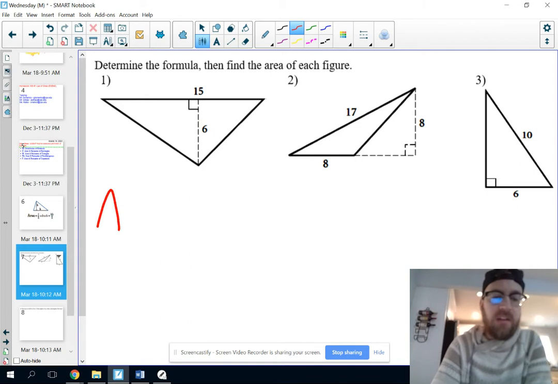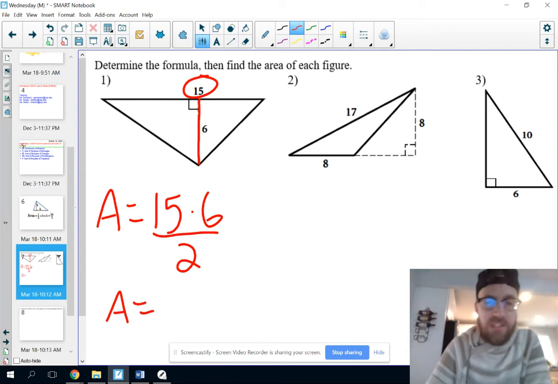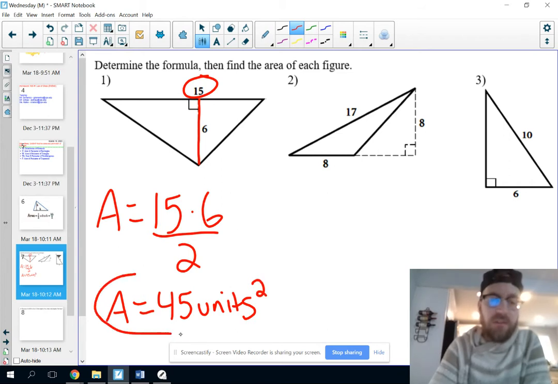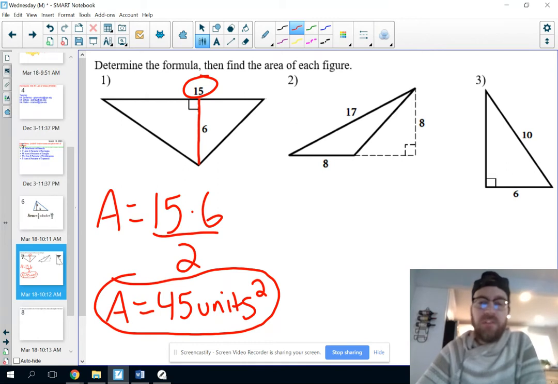So our area equals our base of 15 times that segment that's perpendicular to the base of 6. So 15 times 6 all over 2. We don't have any units here. 15 times 6, that would be 90 divided by 2. 45 units. When you don't have any units given, you can just use the general word of units. 45 units squared.